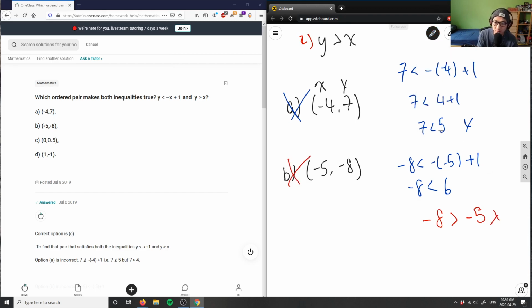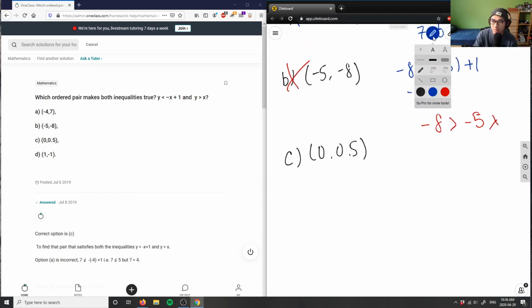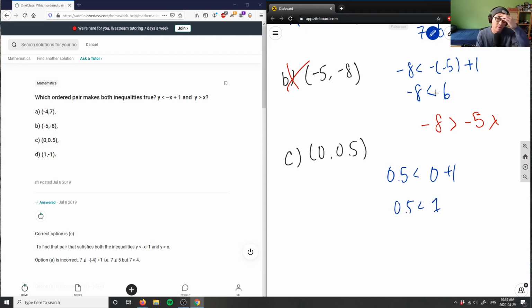Let's try C. C states that this is 0 and 0.5. So again, y here is 0.5. It is less than negative x, which is 0, plus 1. 0.5 is definitely less than 1, so this is good. And then is y greater than x? I have 0.5 greater than x, which is 0, sorry. And this is also correct, right? Because 0.5 is greater than 0. So C is the only ordered pair that makes both inequalities true. So C is the correct answer.